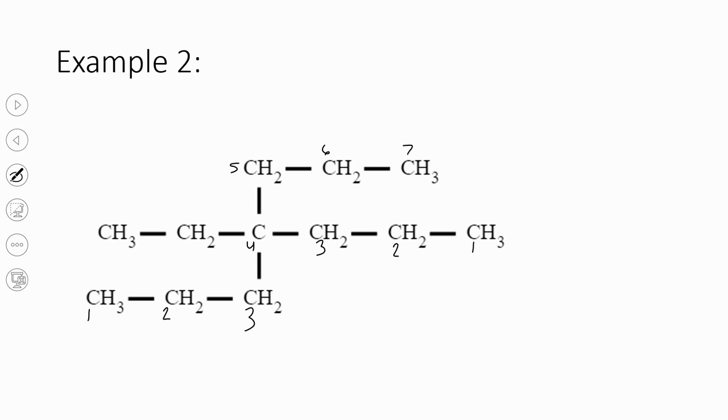Okay, then also let's check. I like this way, so I'm going to stick with that. But let me check the other numbering. Let me try this. 1, 2, 3, 4, 5, 6, 7. So this doesn't matter. Both of my substituents end up at the 4th carbon. Okay. The longest carbon chain has 7 carbons.